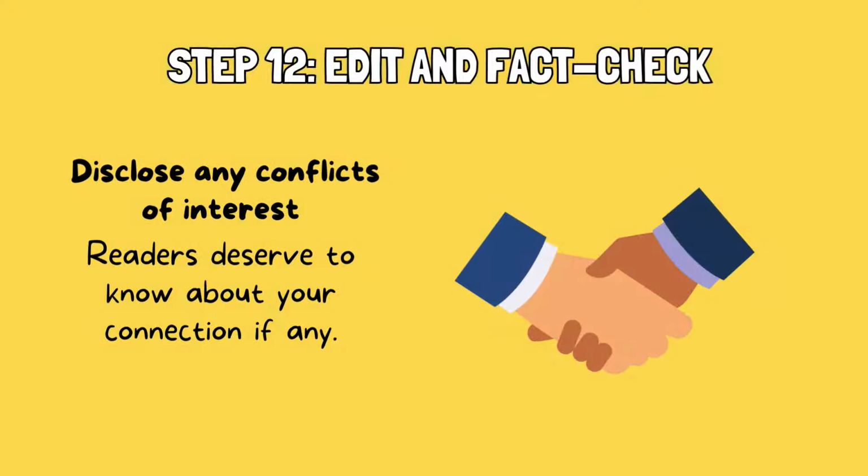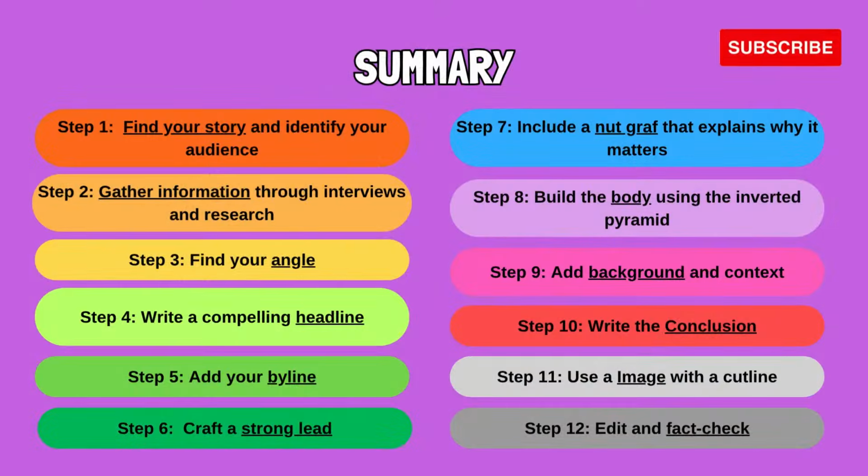And finally, disclose any conflicts of interest. If you're writing about your uncle's restaurant or your best friend's charity event, readers deserve to know about your connection. These checks protect both you and the people in your story. And there you have it, the 12 steps to writing a newspaper article like a professional journalist.